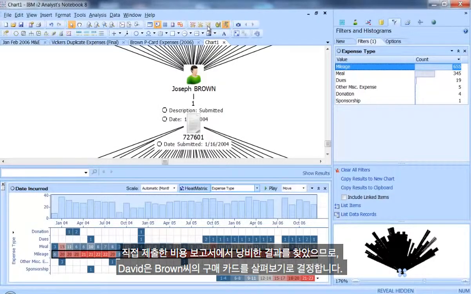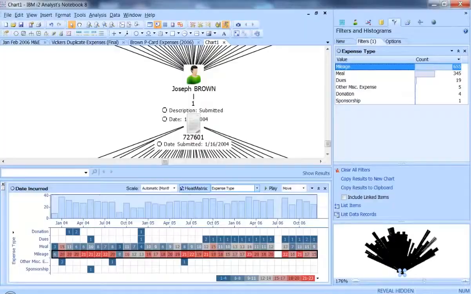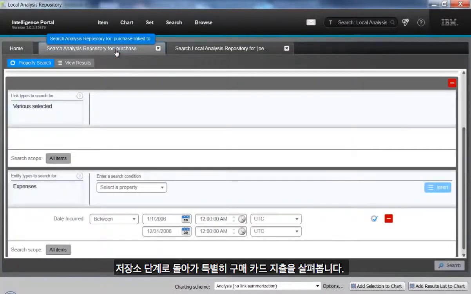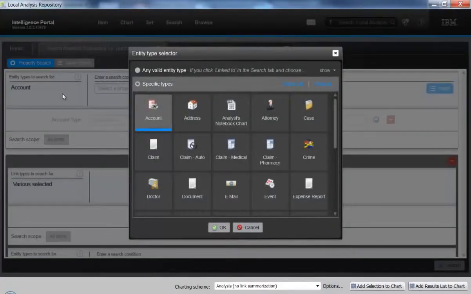Based on the findings of waste within the manually submitted expense reports, David decides that he should look into Mr. Brown's purchasing card. This time, he approaches his analysis in a different way by conducting a targeted search. He steps back into the repository and looks specifically for purchase card spending. So in this case, he is specifically looking for purchase card accounts.